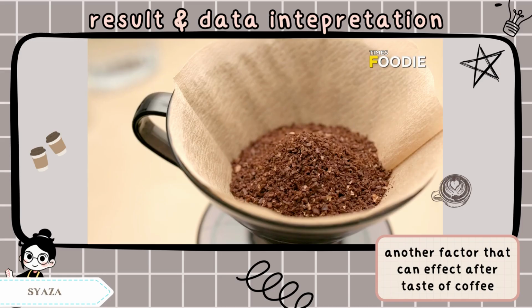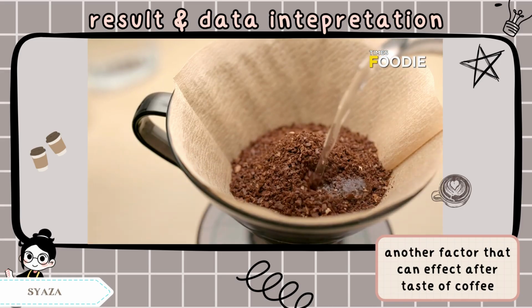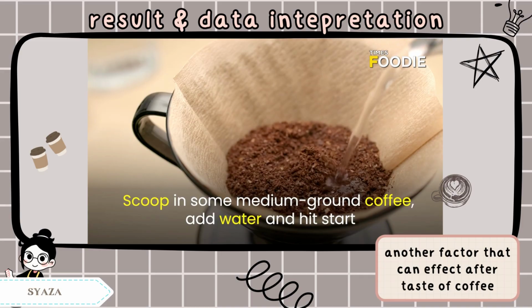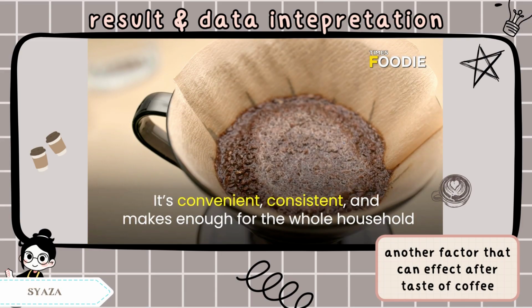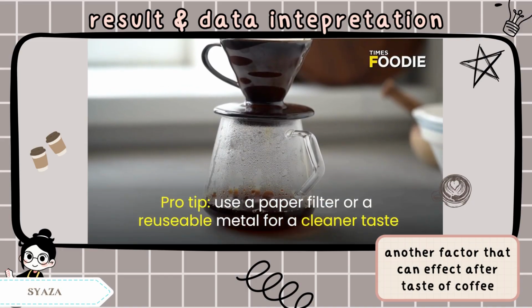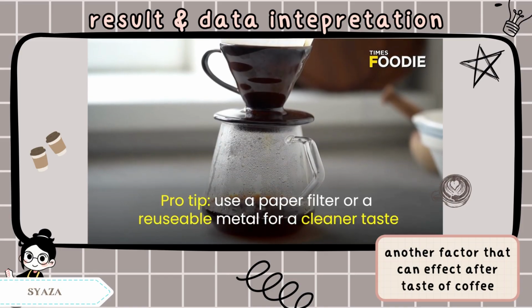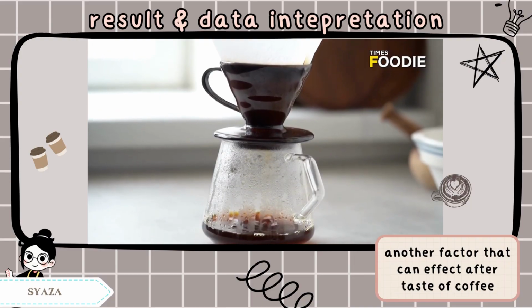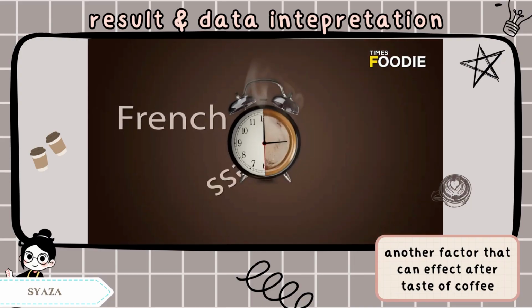Number 1, drip coffee maker. First up, the classic drip coffee maker. Just scoop in some medium ground coffee, add water and hit start. It's convenient, consistent and makes enough for the whole household. Pro tip: use a paper filter for a cleaner taste or a reusable metal one for more oils and a bolder flavor.